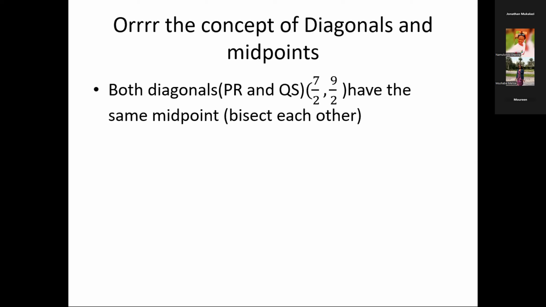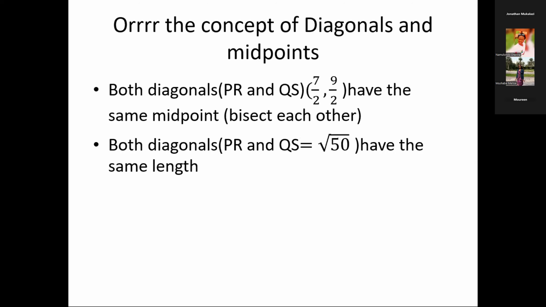Then if you go further ahead and calculate the length of PR and QS, we get the same length, which gave us root 50, if you calculate in your notebook right now. So PR and QS were the same, the diagonals were equal. Now we know that the diagonals bisect each other and the diagonals are equal. So this means that the shape is a rectangle. Yes.